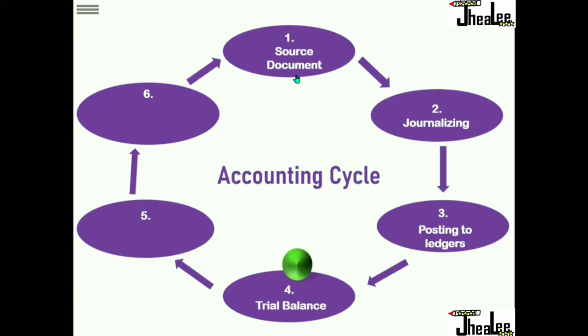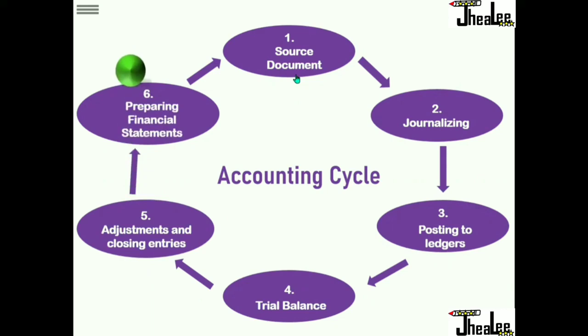Having done the trial balance, you're going to move on to stage 5, which is adjustments and closing entries. And once that is done, it means that you're ready for the final stage, which is preparing financial statements. So that is the process in preparing the financial statements each year. And once the next financial year begins, then the accounting cycle will restart. And just to recap, the basic accounting cycle is a 6-step process.